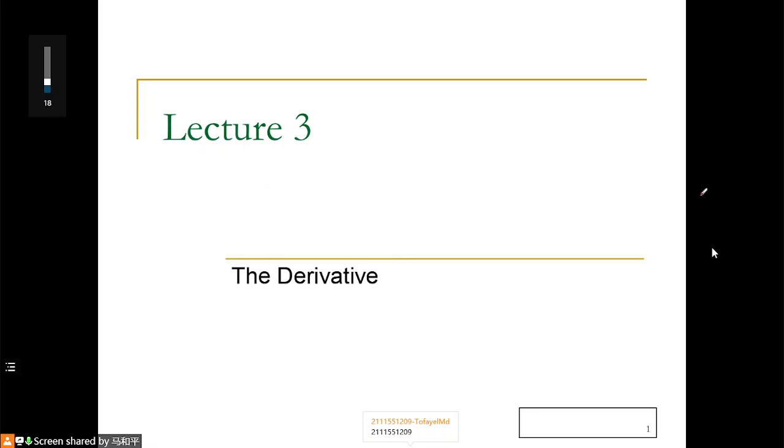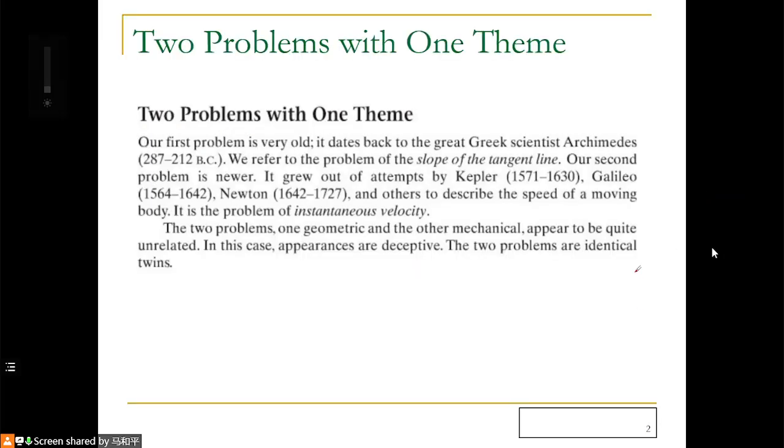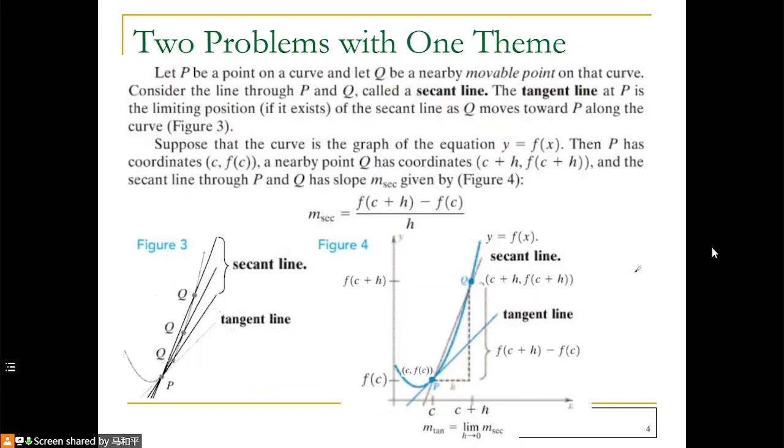Okay, last time we learned a little about the derivative, right? We learned the tangent line and the instantaneous speed. I hope you remember how to calculate the slope of a curve, a curve like this. I hope you remember the definition of the tangent line.